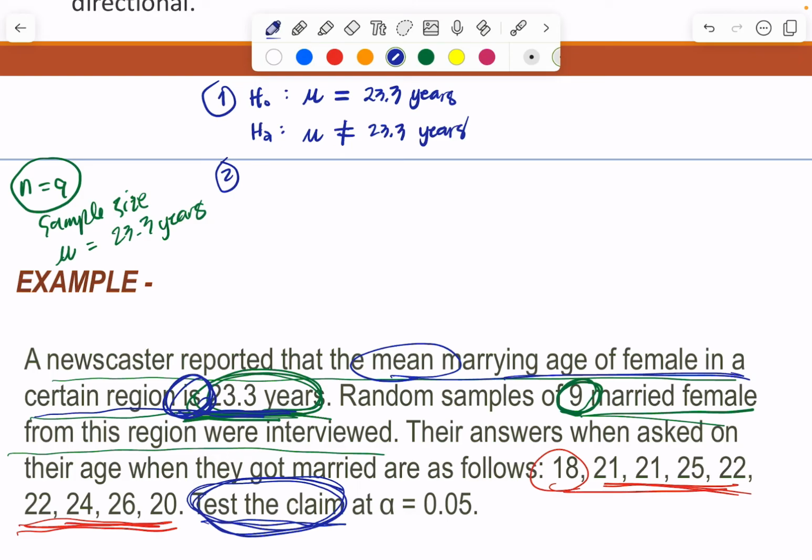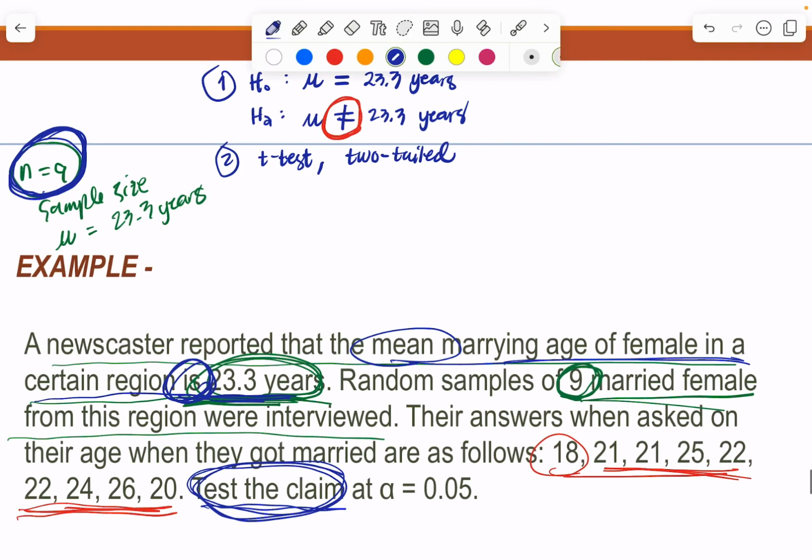What is next? The next is to find your statistical test. Which test will we use here? We will use the t-test. Why t-test? Our sample size is 9, which is less than 30. So write t-test. Next, what do we need to know after the t-test? We have to know if it is one-tailed or two-tailed. Let's look at its alternative. What is the symbol? Not equal. That means this is two-tailed.